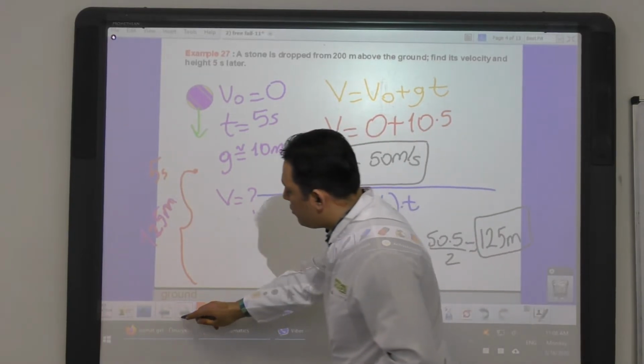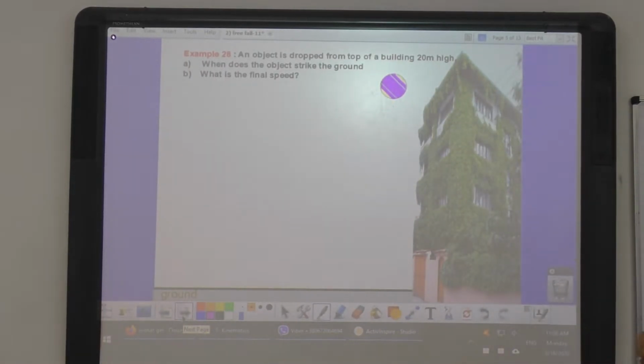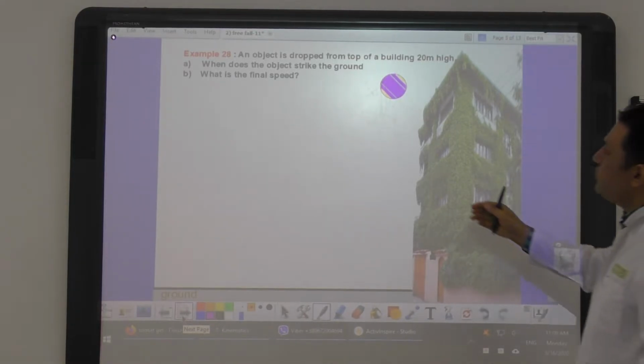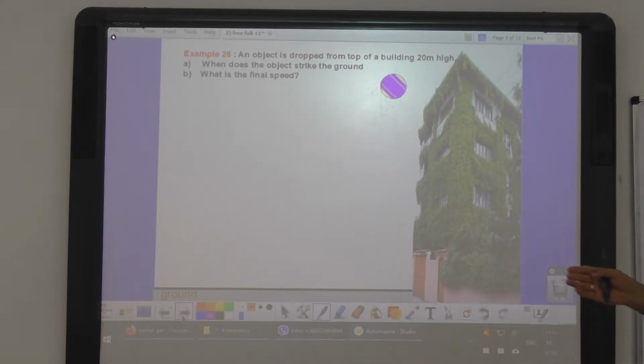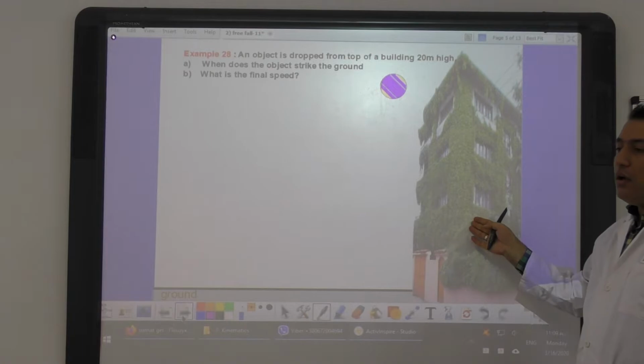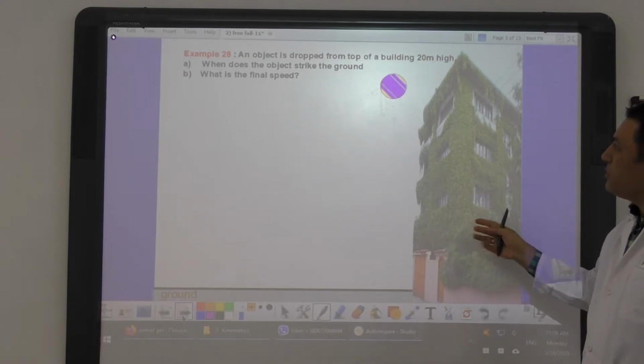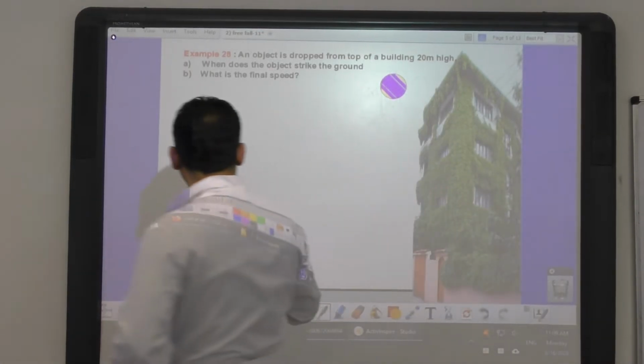Let's go to example 28 and look at another example. In this example we have a ball which is dropped from the top of a building, which is 20 meters high. It's about a house which has 6 floors. So, part A.